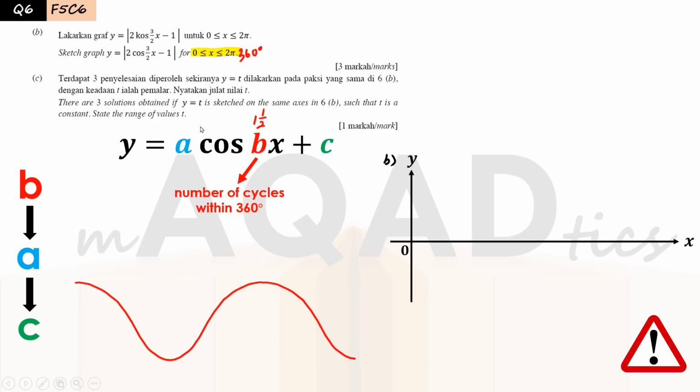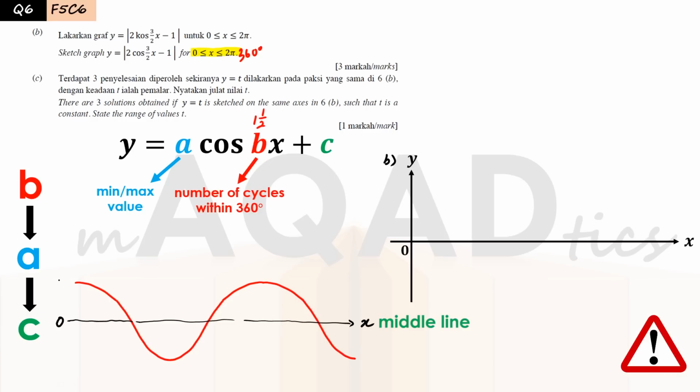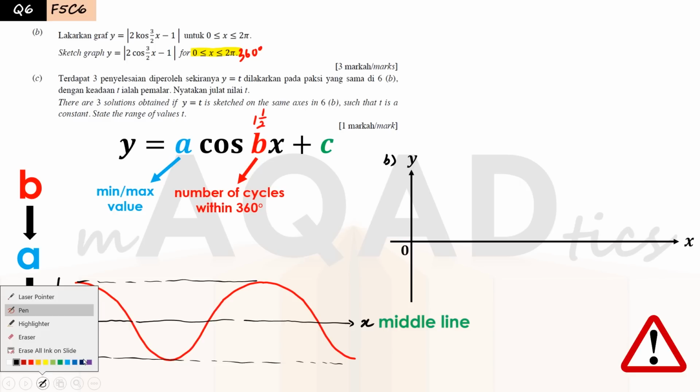And now going to A. So A here is the minimum or the maximum value. Right, so now in the current graph, our middle line is the x-axis. So the middle value is 0. So it means the maximum value is 1. And the minimum value here is minus 1. Right? So now with the minimum or maximum value, the value of A here is 2. So it means for all the values here, we are going to multiply with 2. So here will be minus 2, here will still be 0, and this one will become 2.